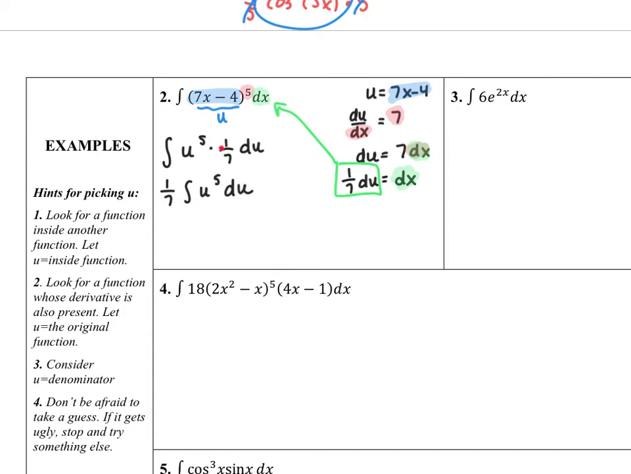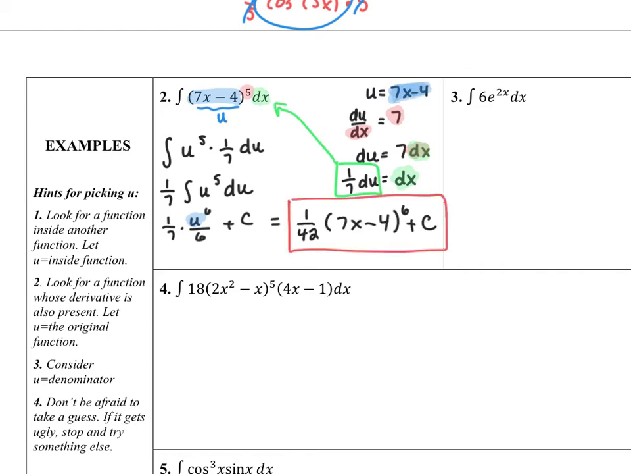I move my 1/7 constant multiple to the outside of my integral sign, and now I'm ready to do my power rule. So just add 1 to my power, divide by the new power. And my last step is to replace the u with that original definition of u, which was that 7x minus 4. And I went ahead and multiplied those denominators together as well and got that 1/42.